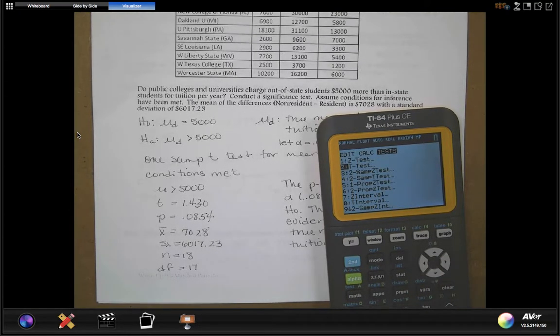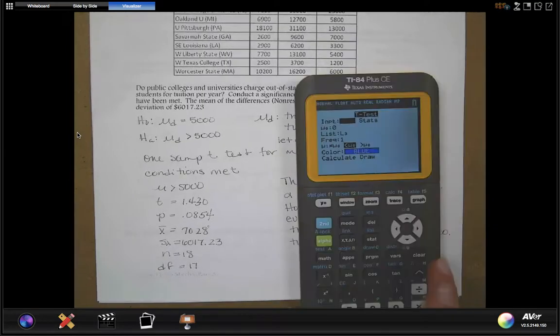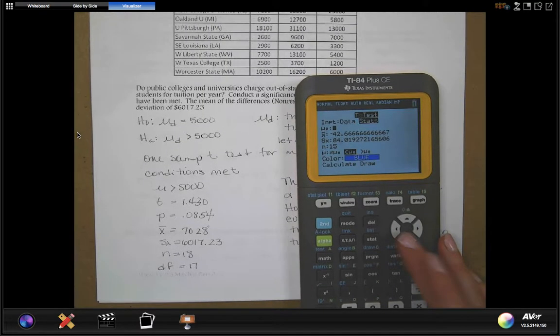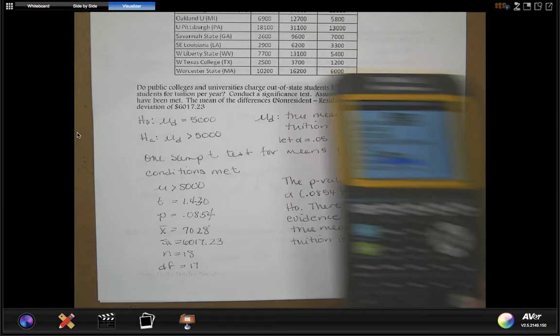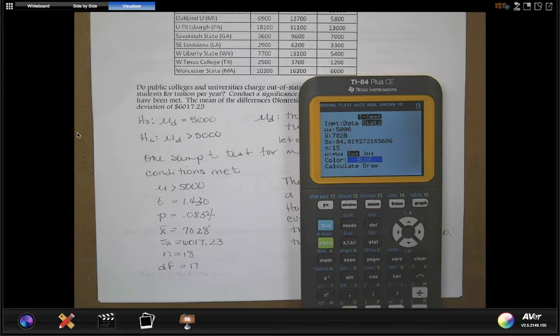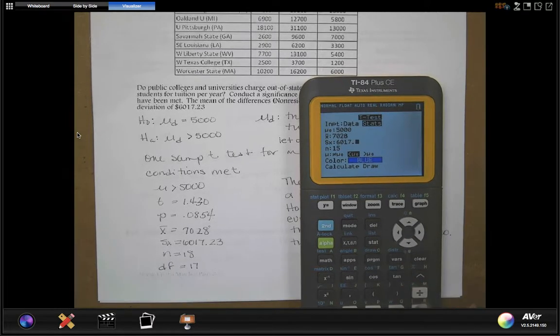Remember, it's a matched pair, so I'm just using this t-test here. I can use the stat option. I'll put the 5,000 there, the 7,028 here, the 6,017 and 23 here. Sample size was 18, and I want to know if I'm greater than that, okay?